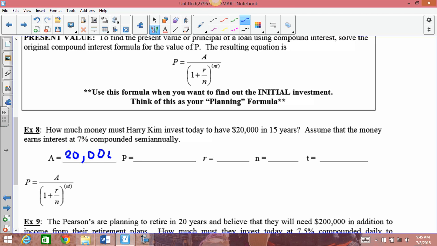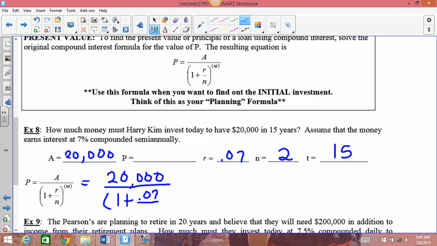He doesn't have that now. So remember, P is the starting amount. We don't know how much he has. My interest rate is 7%, so 0.07. Compounded semi-annually, so my N is 2, time 15 years. How much should he put in now so that he will grow to this 20,000? So that's why, going to this formula, 20,000 up top, parentheses on the bottom, 1 plus your rate, 0.07, divided by your N, which is 2, raising it to the 2 times 15.